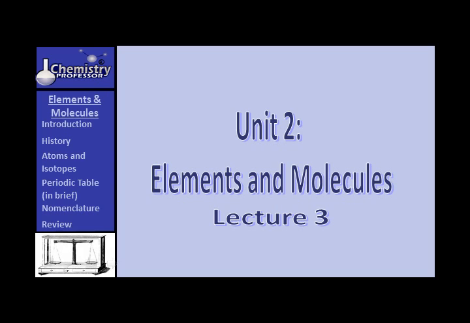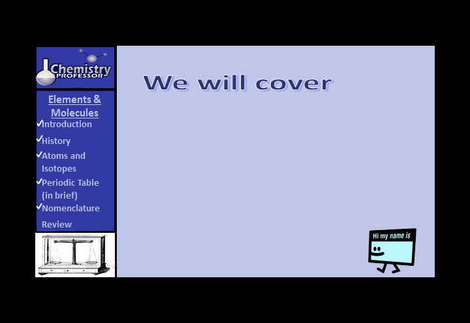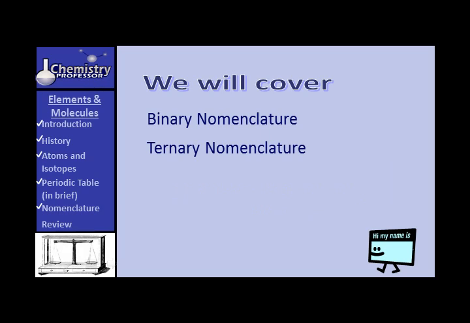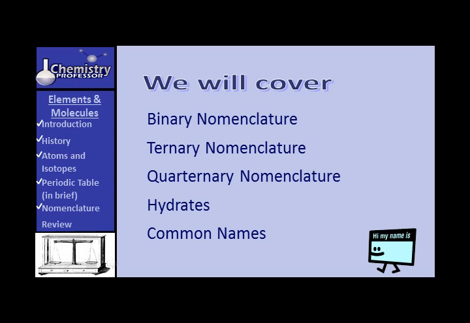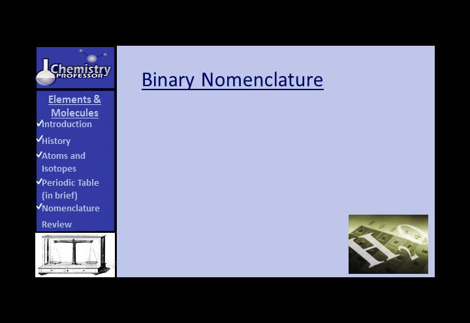Unit 2, Elements and Molecules, Lecture 3. In this next section on nomenclature, we're going to organize it very thoroughly. We will talk about binary nomenclature, ternary nomenclature, quaternary nomenclature. We'll mention hydrates, and we'll talk about some common names. Let's start with binary nomenclature.